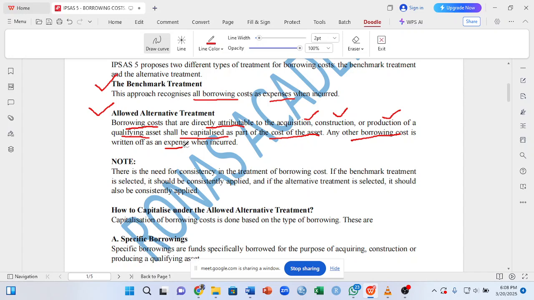Are we okay? So that's the two methods that we have here. And note that for accounting policy's sake, when you choose a particular borrowing cost treatment or approach, you need to stick to it. We say that there is a need for consistency in the treatment of borrowing cost. So if you use the benchmark approach, stick to the benchmark approach. If you use the alternative treatment, you stick to it. The method which you pick is the one you stick to. So that's the two methods we have here.